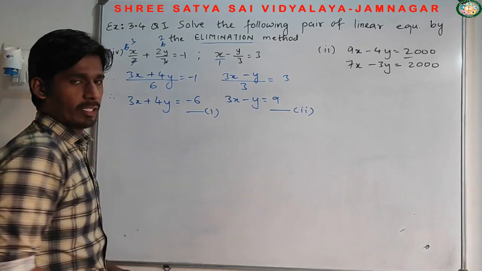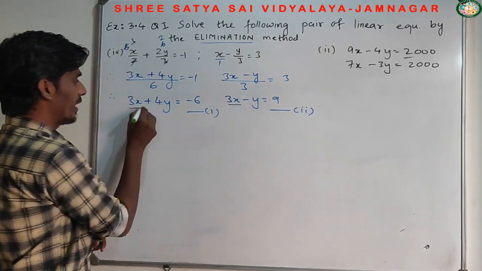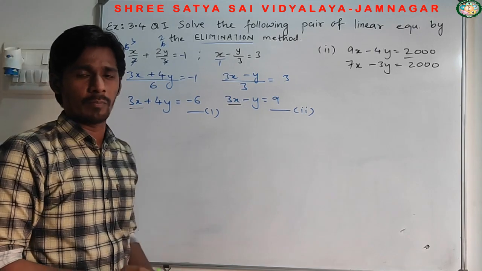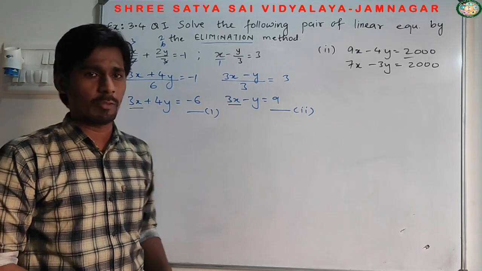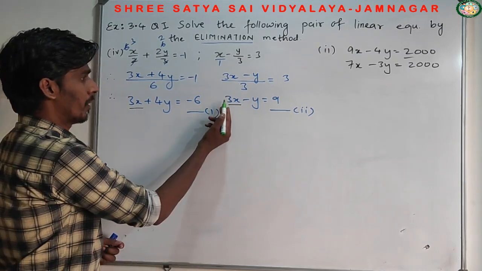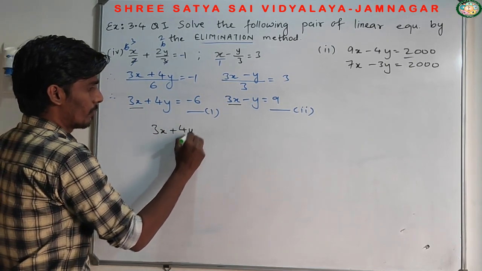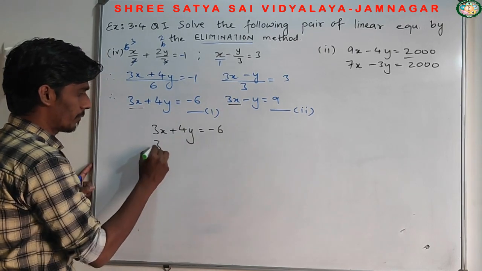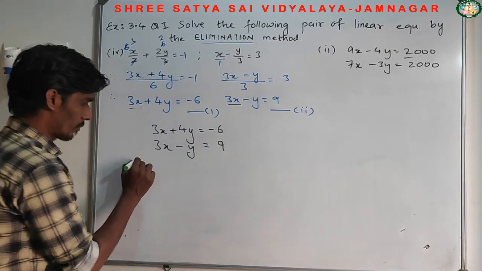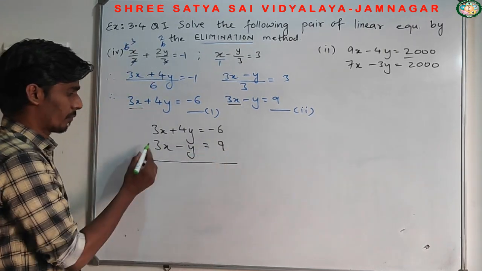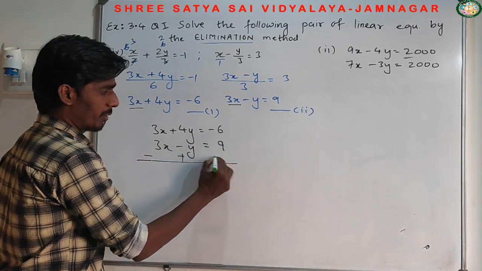Now if you compare both the equation, already here in both the equation, their coefficients are equal. X के coefficient पहले से equal है. So no need to multiply any of the equation with any number. Directly we are going to subtract the equation. Why we are going to subtract? Because both have same sign. So write down first equation 3x plus 4y equals minus 6 and this is 3x minus y equals to 9. As I told you, subtract means we have to change the sign. Plus 3x becomes minus, minus becomes plus, plus sign becomes minus.